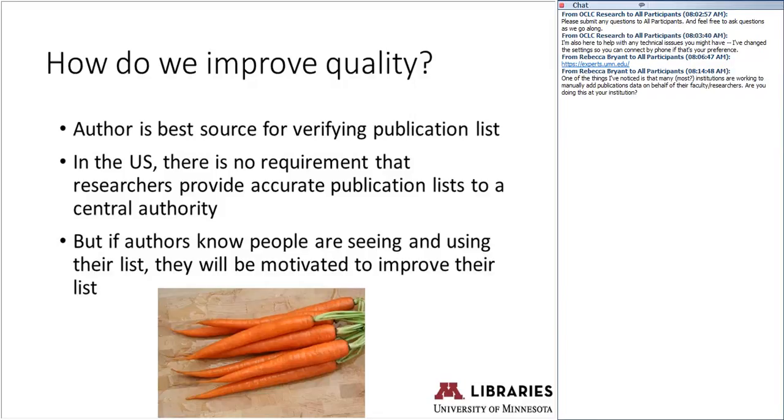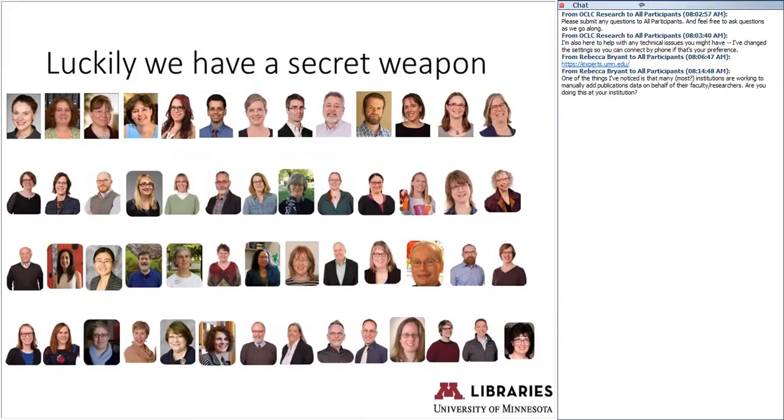Luckily, we're the libraries, and we have this secret weapon. This is just a picture of all of our liaisons and public-facing librarians who are each one of them specialists in a particular area. They understand the scholarly publication habits of their discipline, and they know the people in those areas as well. And that's what we hope to leverage in order to get our data to be as robust as we would like it to be. Now I'm going to pass it over to the person up in the top left-hand corner, Caitlin, and let her talk about that aspect a little bit.